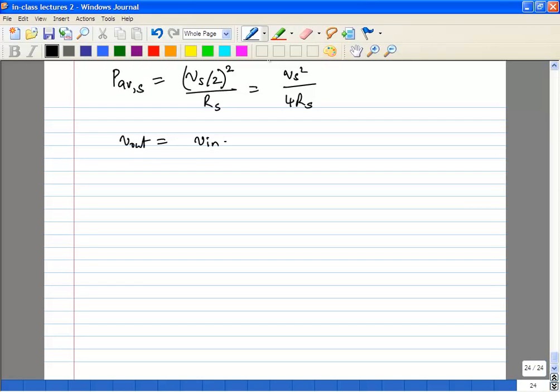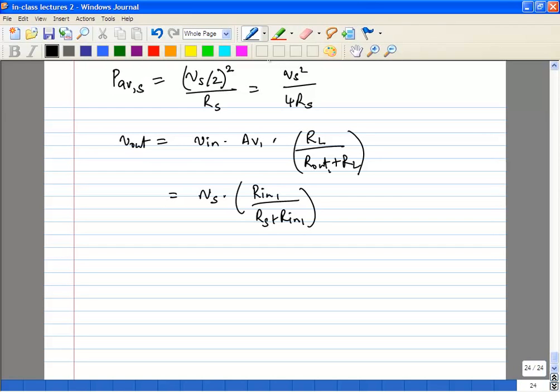So it's Vin times, let's assume that the unloaded voltage gain of the two-port is AV, or AV1 in this case. So it's AV1 times, we'll rewrite this as Vs times Rn1 over Rs plus Rn1. We'll choose to write this as half. So the available power in the load is Vout squared over RL.